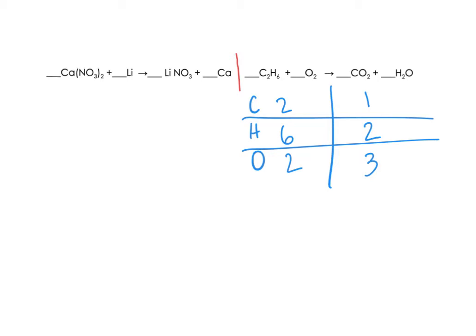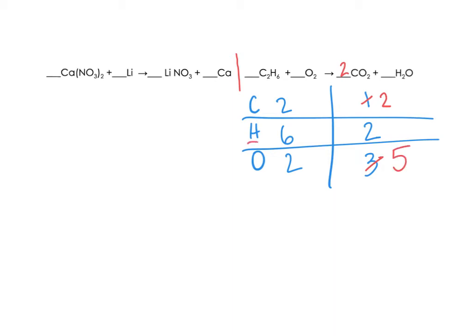So it doesn't really matter where you start, though I wouldn't start with your oxygens. I would start either with getting your carbons to match or your hydrogens. So if I put a 2 in front of CO2, that's going to change my carbons to 2, and then 2 times 2 is 4 oxygens plus the 1 oxygen from here. So that's a total of 5 oxygens.